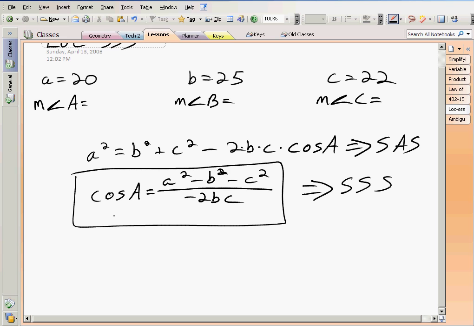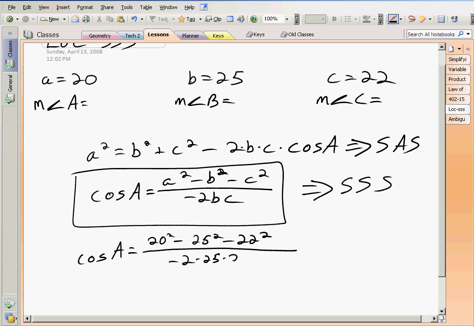So why do I have A first? Does it matter which angle I find first? No, it doesn't. It makes no difference. But I'll go ahead and find cosine of A first. So I'm going to plug the sides into the equation. Cosine of A is equal to 20 squared minus 25 squared minus 22 squared divided by negative 2 times 25 times 22. It's good to always check that, if I'm finding angle A, that I've got side A as the positive one in the numerator, and that side A is not one of the two sides in the denominator. It's just a good thing to check and make sure you're doing it right.